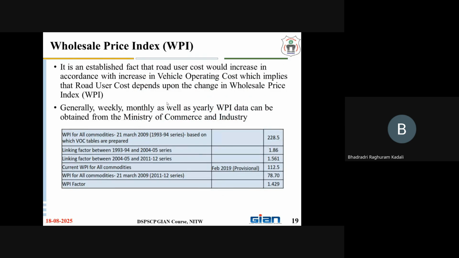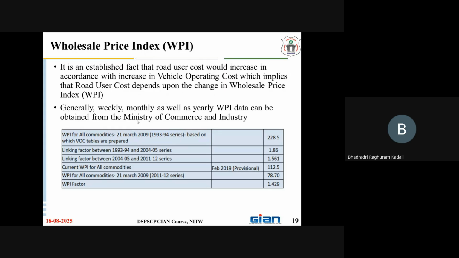And apart from that, we have another important component, that is the wholesale price index value. Generally this value will be computed, what is the total amount of the gross value, which will change respective to the different categories of consumption, the demand side of the people or the public.